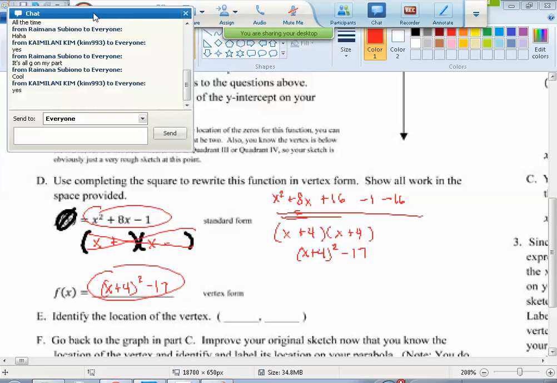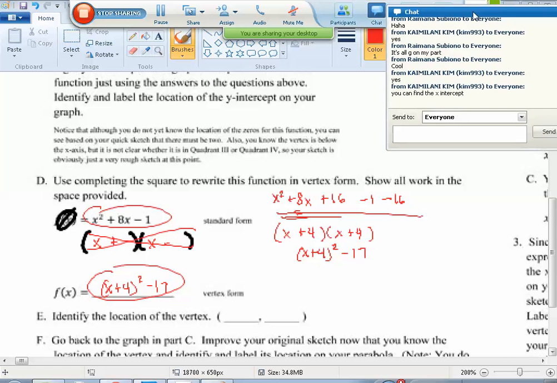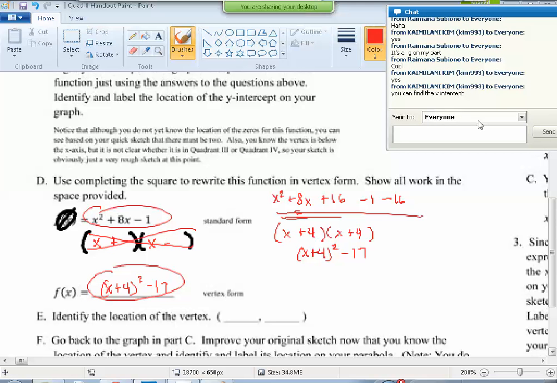You can find the x-intercept? Yes, you can find the x-intercept. Do you guys remember what it's called? It's called the vertex form. And why is it called the vertex form? Because it finds the vertex.